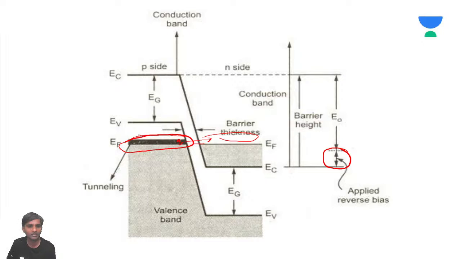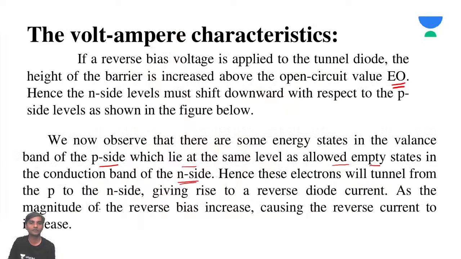Here, you will have a possibility of tunneling. So this is what is happening. Hence these electrons will tunnel from the P side to the N side, giving rise to reverse diode current. As the magnitude of the reverse bias increases, the reverse current increases.